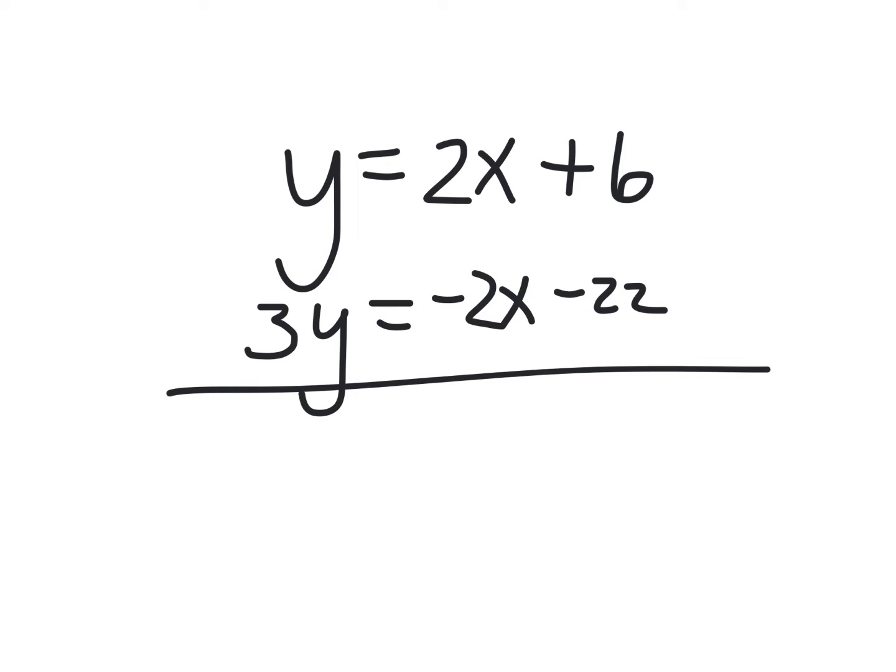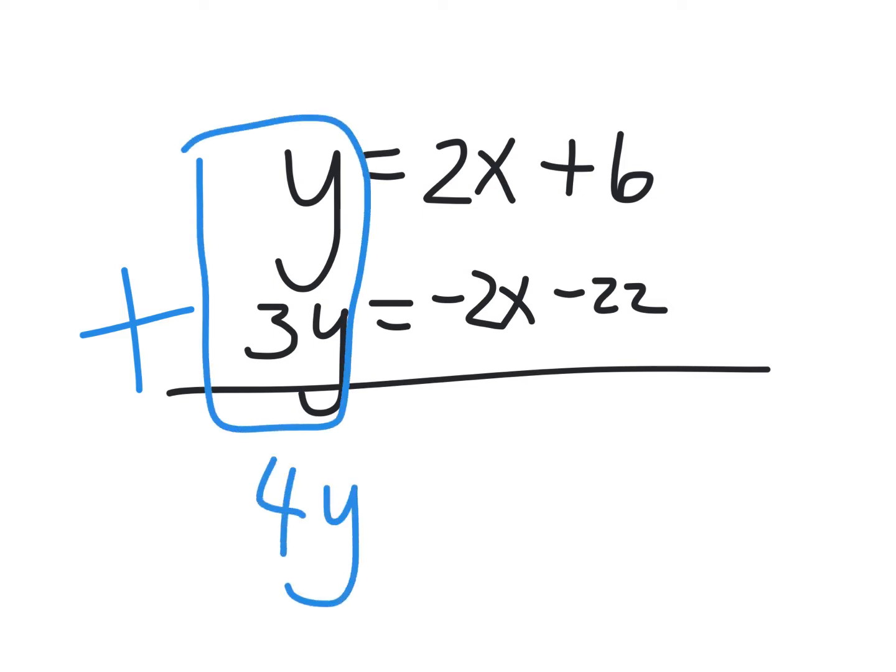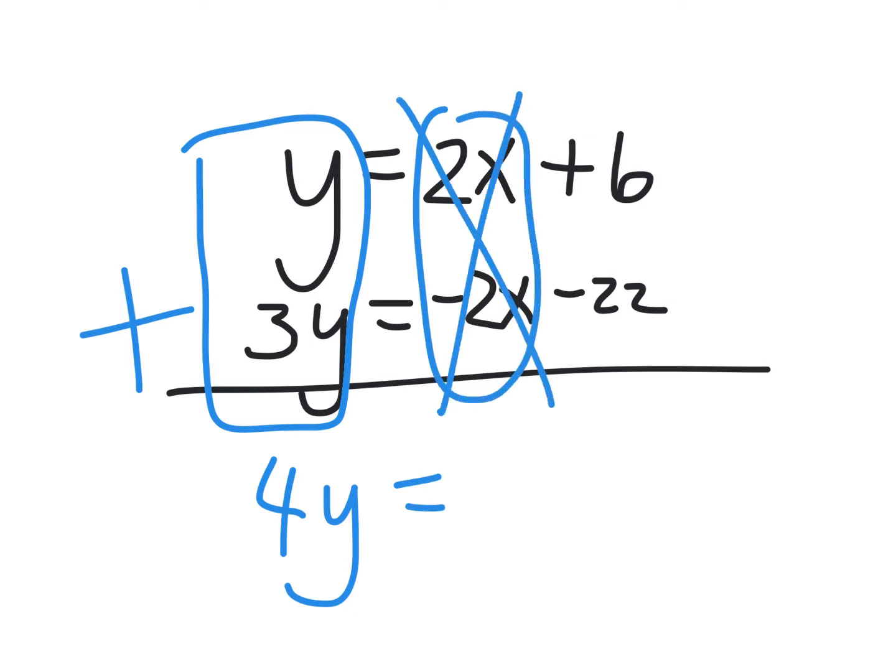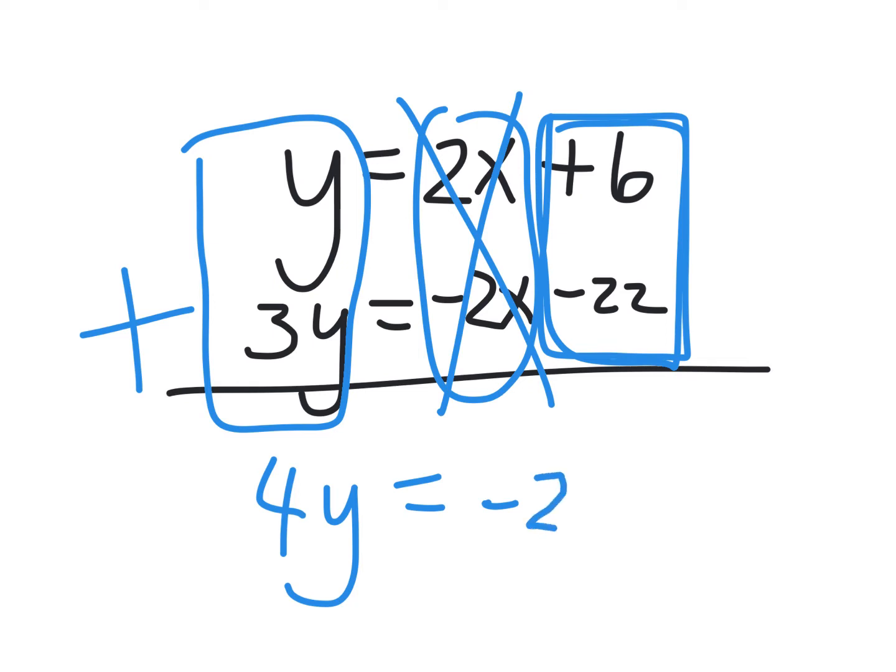If I add straight down, I like to call it combining, because sometimes when they're both positive, it does add. Like this adds to this and it makes 4y. But when they're opposites, they just cancel each other out. And then combining 6 and negative 22 makes negative 20, help me. It would be 20.